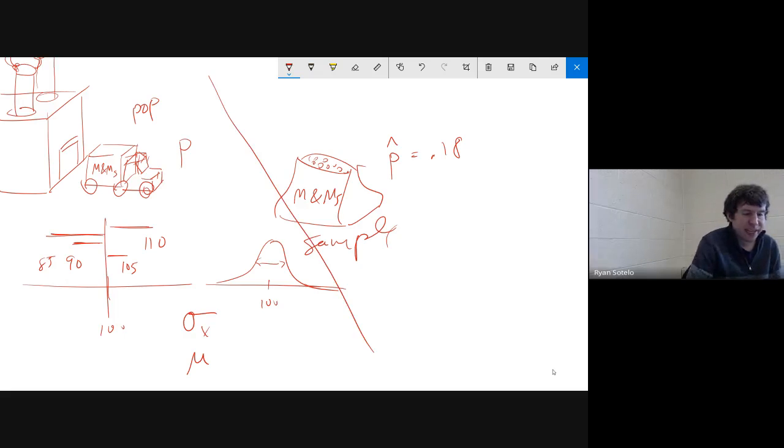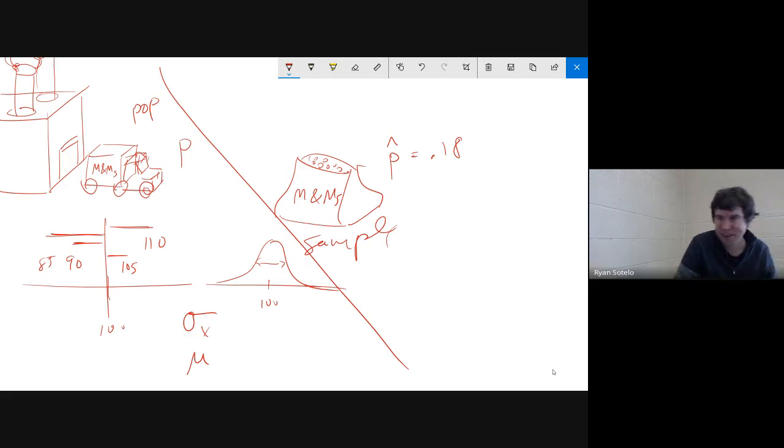For the sample, though, let me draw that line again. It's a little better. For the sample, we can only calculate the percentage that are red. And then what would the standard deviation mean?